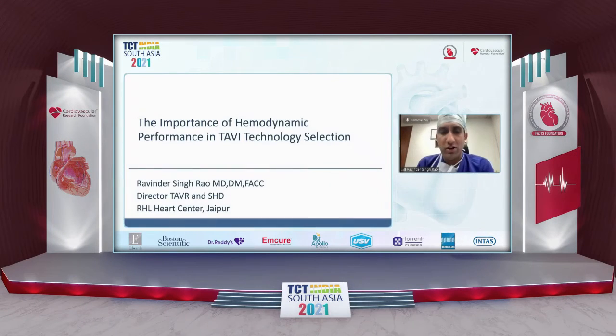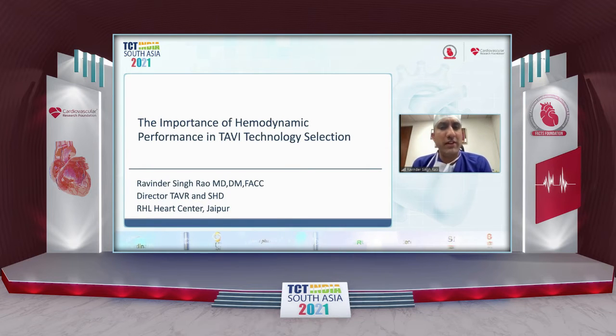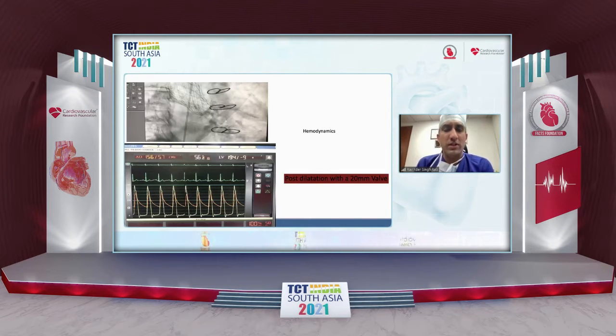For this talk, my topic was post-TAVI hemodynamics, and I believe this is more important even before we start the TAVI procedure, that we need to understand how the hemodynamics of a patient will look. So here is a patient who has undergone a valve-in-valve procedure, and you can see the post-valve-in-valve deployment. You see a peak-to-peak gradient of almost 40 millimeters of mercury.